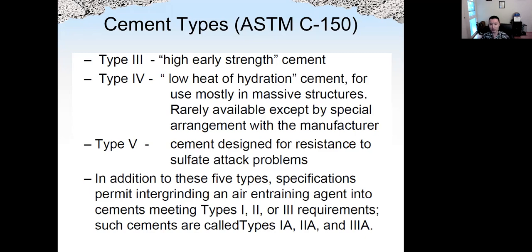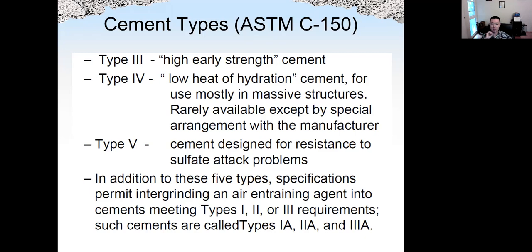That will reduce the temperature generated at early stage, because hydration is a chemical reaction that will generate a lot of heat. In mass construction such as a dam, reduced temperature will reduce the potential for cracking due to high temperature. And type 5 cement is called sulfate resistant cement. Similar to type 2, but more resistant to potential sulfate attack.